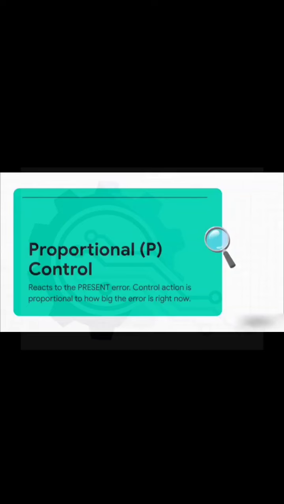First up is proportional, or P for short. This is the most intuitive one. It just looks at the error right now, the gap between where you are and where you want to be, and it applies a corrective force that's proportional to that error. A big error gets a big push. A tiny error gets a tiny nudge. Simple, right? But it's got a flaw.